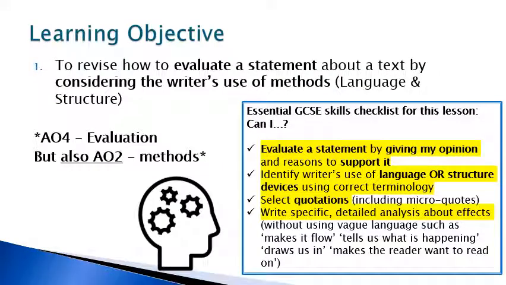So our learning objective today is to revise how to evaluate a statement about a text by considering the writer's use of methods, language and structure. This is AO4, which is an evaluation assessment objective, but it's also AO2, which we looked at last lesson, in the sense that we're looking at methods, we're looking at the writer's use of structure, the writer's use of language devices.